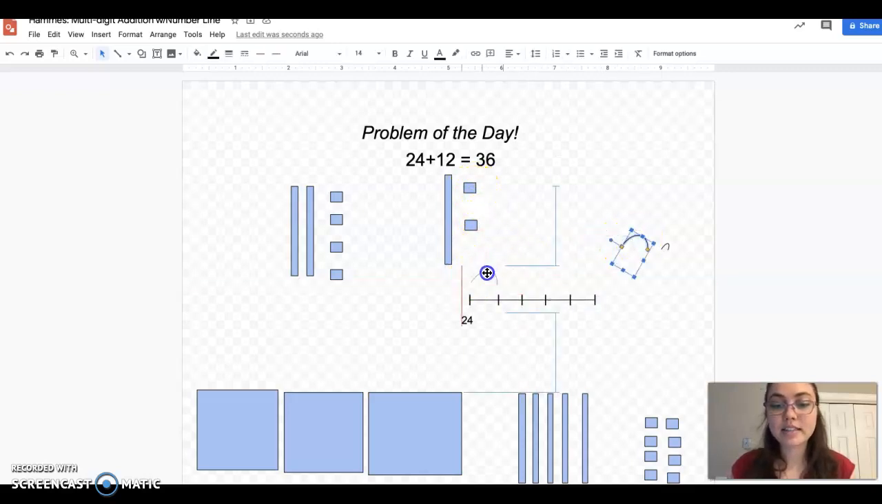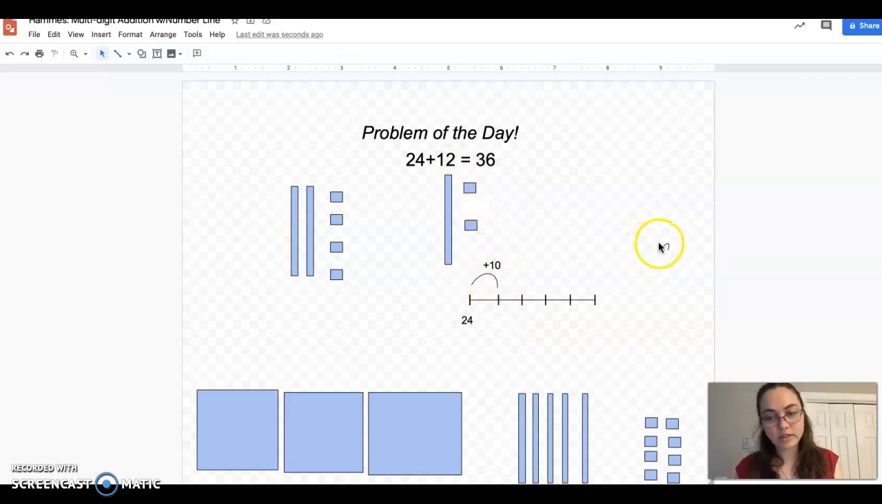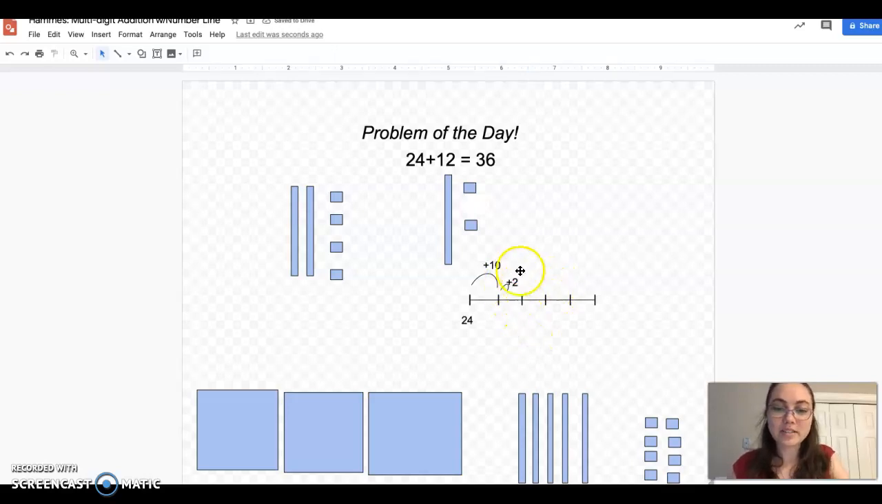So let's add 10 plus 10. And then we're going to add how many single squares? 2 single squares. So let's use this little jumping symbol. And that is plus 2. 2 little squares, a little jump ahead since we're still adding. So here's our tens rod represented by plus 10. And here are our 2 squares represented by plus 2.